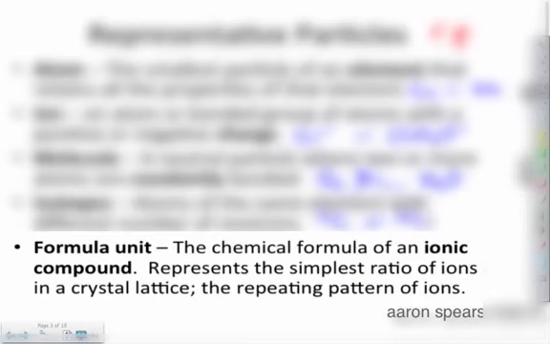Another representative particle is isotopes. Isotopes are atoms of the same element with different numbers of neutrons. Remember, isotopes are always written with their mass number. So you could have carbon-12, or you could have carbon-14 as 2 examples of isotopes of carbon. And lastly, remember that the chemical formula of all ionic compounds is known as a formula unit, and it represents the simplest ratio of ions in a crystal lattice. In other words, the pattern that's repeated within the crystal. So, examples of this would be simply ionic compounds, like magnesium chloride or sodium chloride.